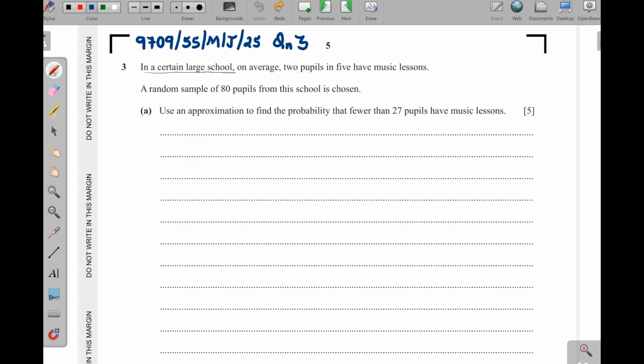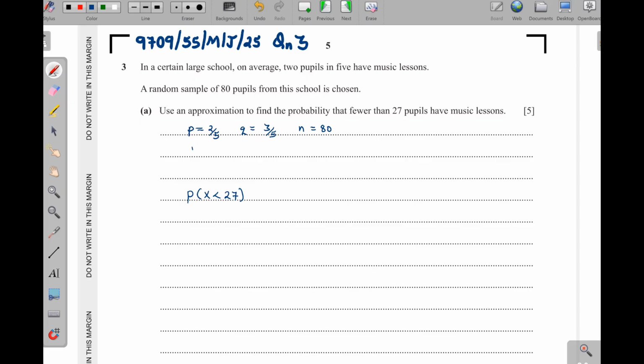Question 3. In a certain large school, on average, 2 pupils in 5 have music lessons. A random sample of 80 pupils from this school is chosen. Use an approximation to find the probability that fewer than 27 pupils have music lessons. P is 2 in 5, and that means our Q is going to be 3 in 5, okay? Our N is 80. So we are supposed to find the probability of X less than 27. That means you'll have 26, 25, 24, 23, and so on. When will you end? It becomes hectic.